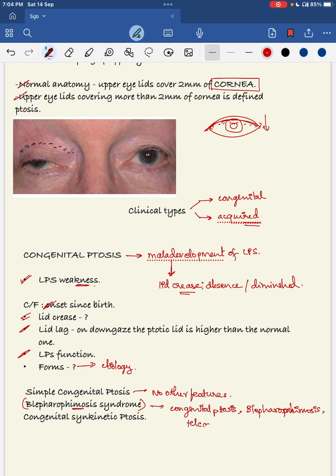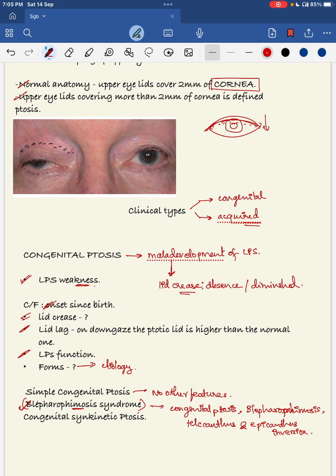Telecanthus and epicanthus inversion. Okay, it's a syndromic disease. So, along with congenital ptosis, you can observe other features.